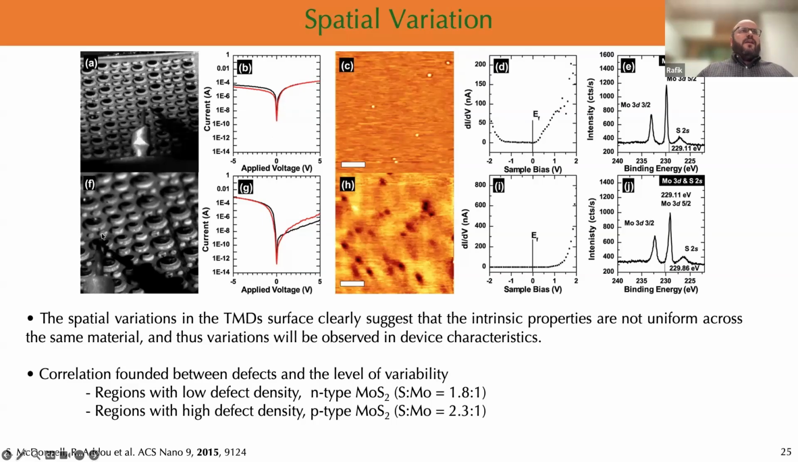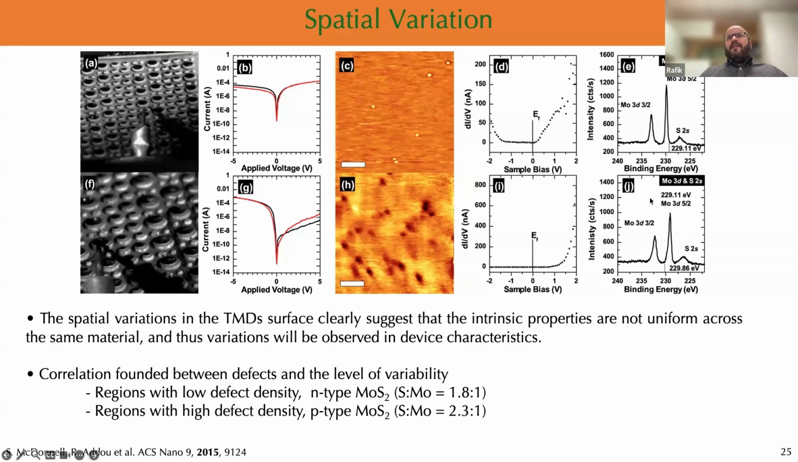So we just moved away by around 1 millimeter. We pick another hole, and we find that now it's p-type behavior from the IV curve. The density of defects is really high. There is a change in the STS, and also in the XPS. We are detecting a second peak.